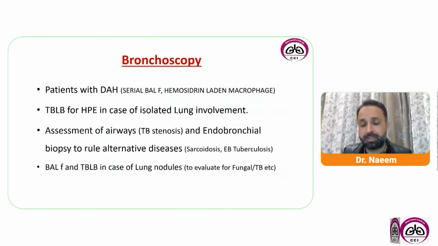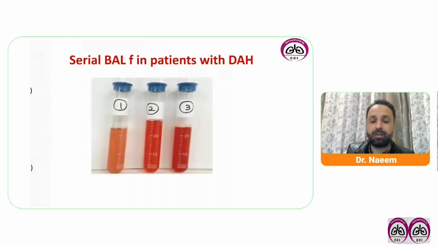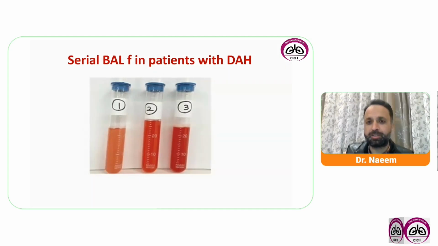Bronchoscopy is very important in aiding the diagnosis. It helps us to differentiate infective causes by bronchoalveolar lavage, and in diffuse alveolar hemorrhage, a serial sequential BAL along with hemosiderin-laden macrophages. TBLB for histopathological diagnosis is important, and BAL fluid along with TBLB in cases of lung nodules helps us to evaluate fungal and TB causes. Here, a sequential BAL in diffuse alveolar hemorrhage, you can see the pictorial presentation.